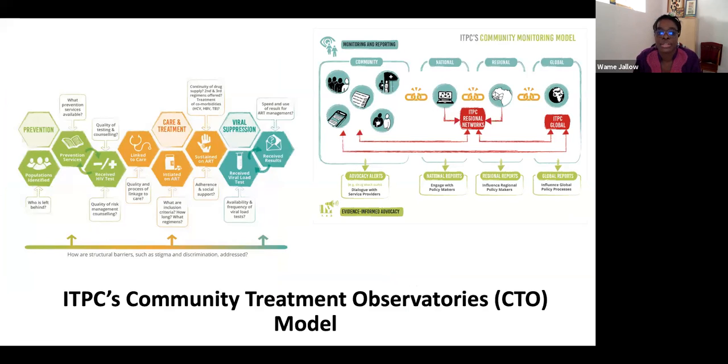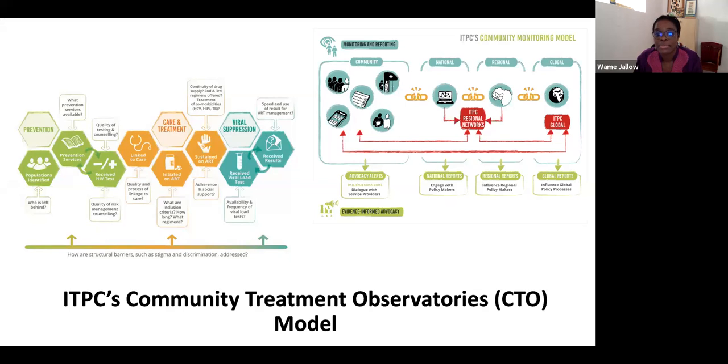Just a quick snapshot. This is ITPC's Community Treatment Observatory. This is one approach that we've used to do our community-led monitoring. It looks at collecting data along the cascade, in this case HIV, but this is a model that can be applied to any disease area, tuberculosis, hepatitis C, etc. The point of it is to identify the critical gaps in the health systems, and to collect data to point to the issues we're seeing on the ground, the gaps, and then use it to inform evidence advocacy.